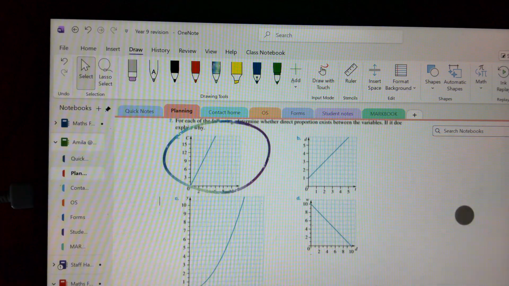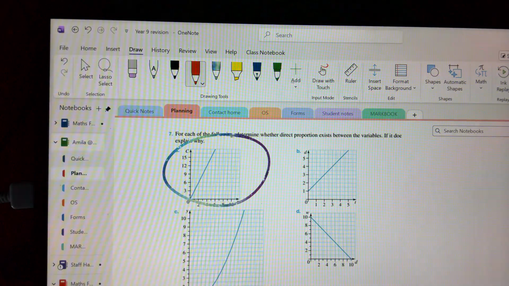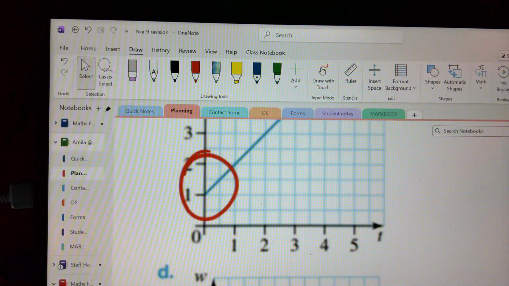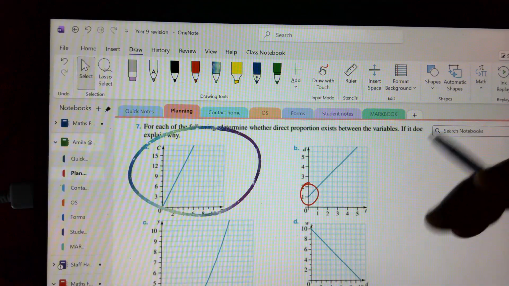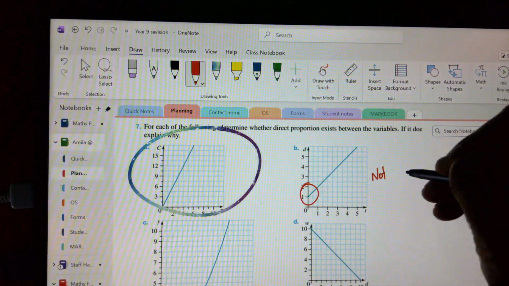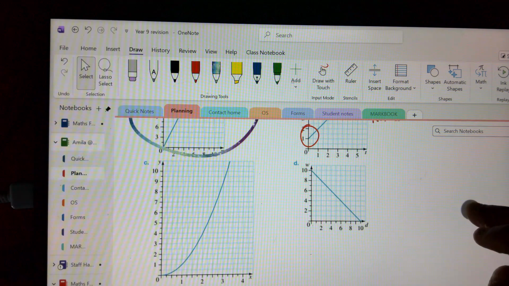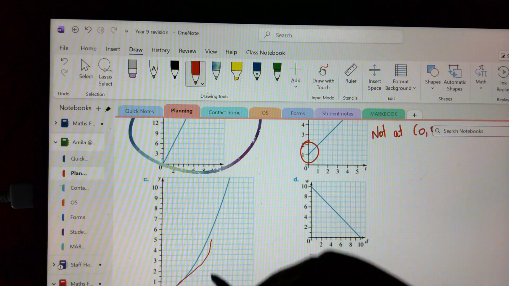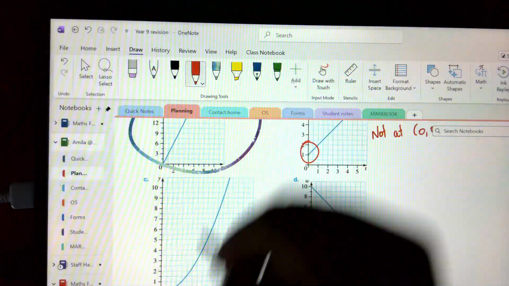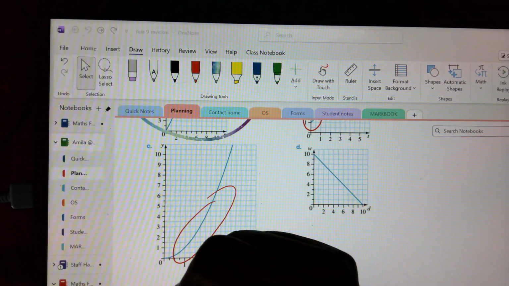So, why is it not directly proportional for the others? Well, we see here that for B, it hasn't started at the origin. So, not at 0, 0. Here we can see that there is a slight curve, so it's not linear.